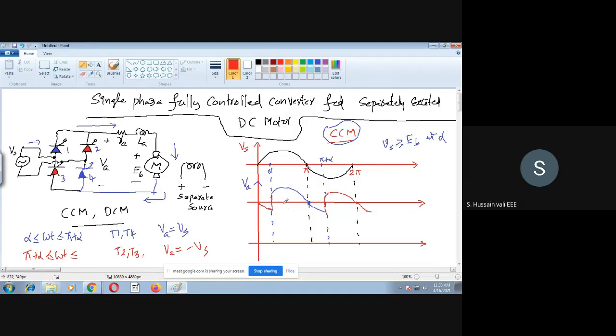Yes, this is the output voltage waveform VA. Now if I draw the current waveform IA, what is the current waveform here? I will start at this alpha. See, the waveform is a steady state waveform, so you don't need to worry about this. It's a steady state waveform, so it will be something like this.